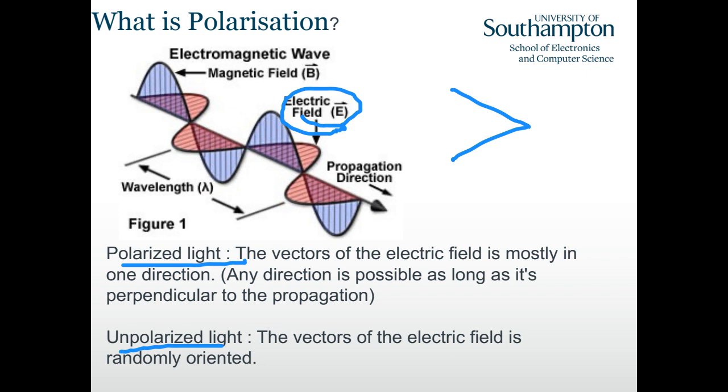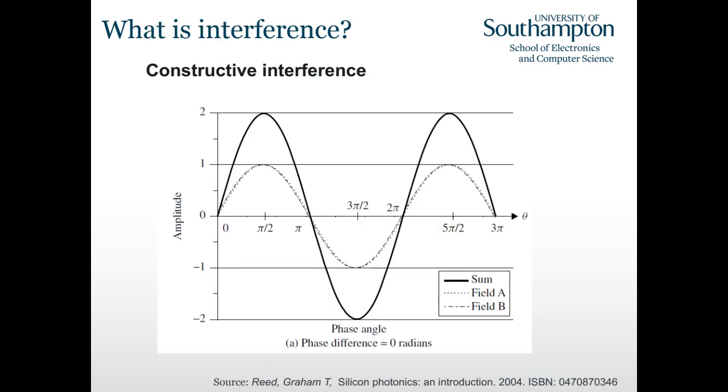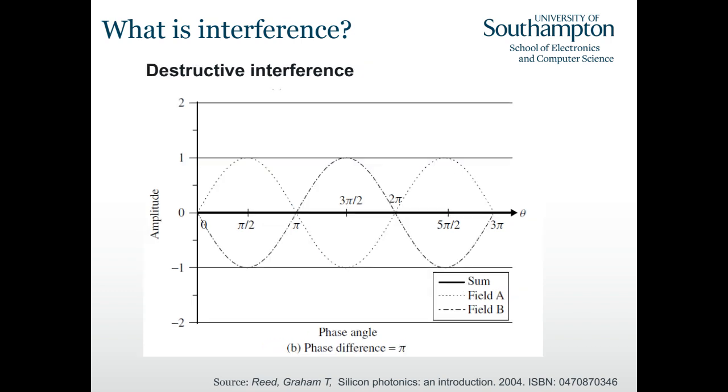So what is interference? Two waves can interfere. We have two waves with field A and field B, and they act together constructively. They peak at the same time and cross at the same time, so the overall magnitude becomes bigger. Interference can also be destructive. The two waves are completely out of phase, so the overall sum is 0.